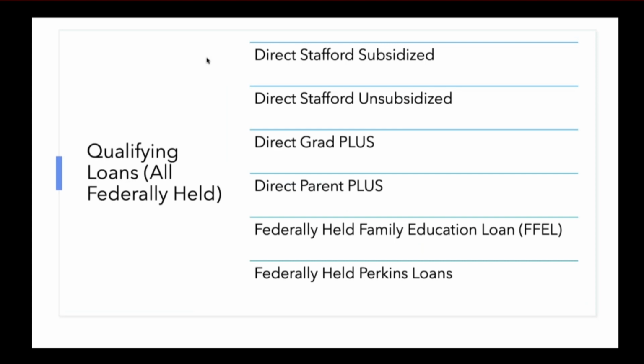So we're going to look over this list, and I urge you, if you do not see your student loan on this list, but you feel you are in a federal student loan, at the end when you see our contact, reach out to us via email or phone call, because some servicers put these on their websites differently than others. So you may actually be eligible if you don't see your loan right here. The qualifying loans in general are going to be the direct Stafford subsidized and unsubsidized loans, the direct Grad PLUS and direct Parent PLUS loans, the federally held Family Education Loan or the FFEL loan, as well as federally held Perkins loans.